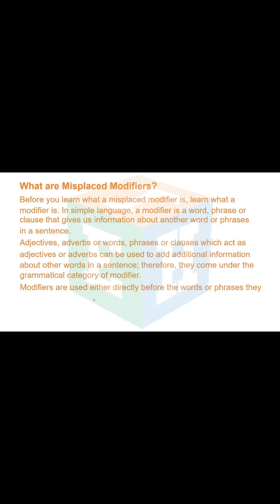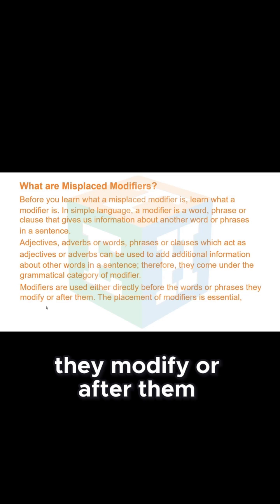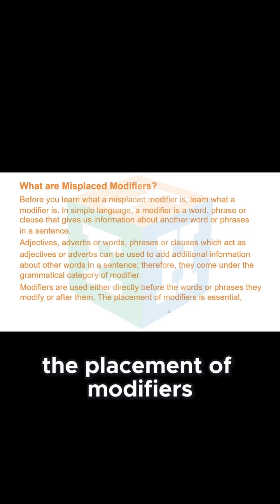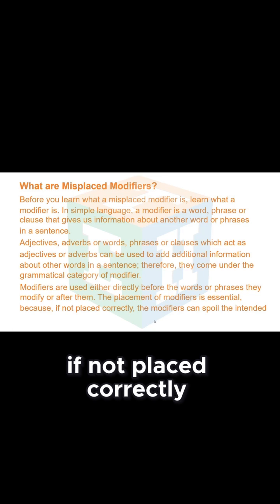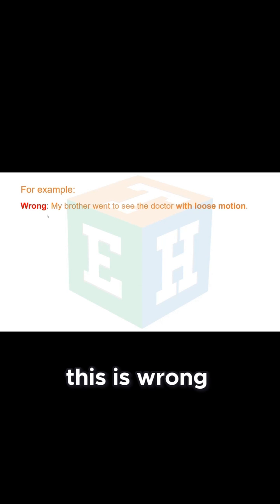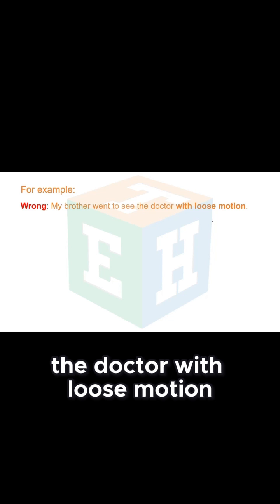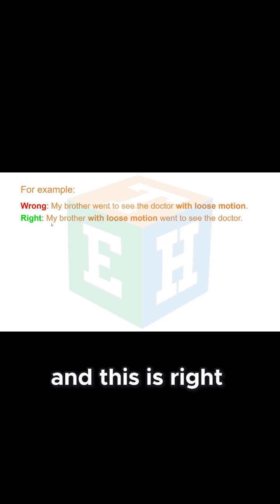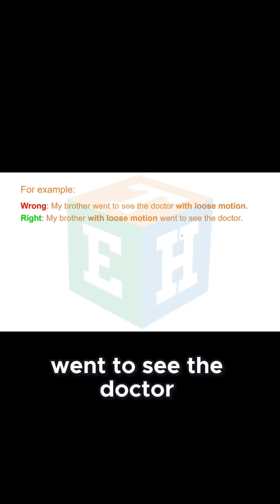Modifiers are used either directly before the words or phrases they modify or after them. The placement of modifiers is essential because if not placed correctly, the modifiers can spoil the intended meaning of a sentence. For example, this is wrong: My brother went to see the doctor with loose motion. And this is right: My brother with loose motion went to see the doctor.